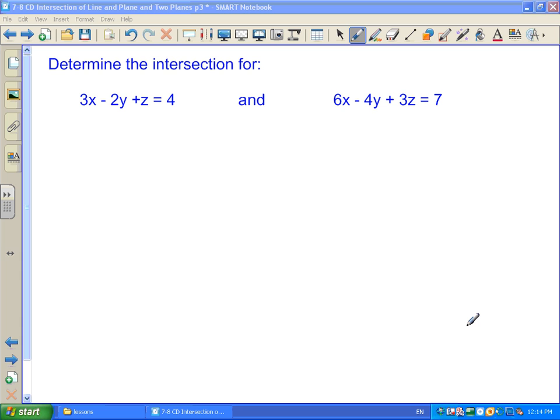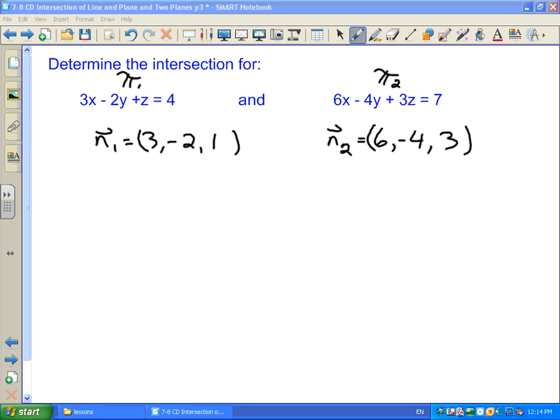So here's our second example for finding the intersection of two planes. We've got our Cartesian equations here, which we'll call plane 1 and plane 2. The first thing we want to check is, are these two planes parallel? So we'll get our normal vectors. The first is 3, negative 2, 1, and the second normal vector is 6, negative 4, 3.